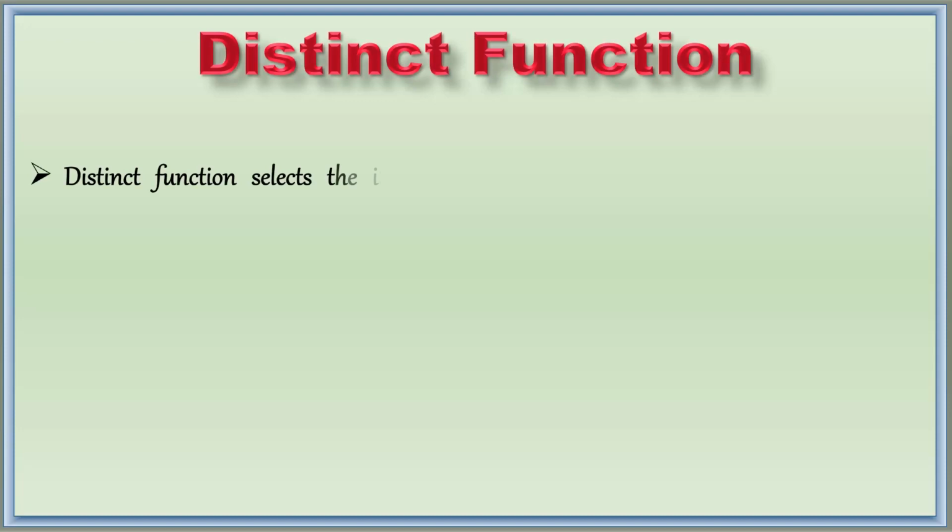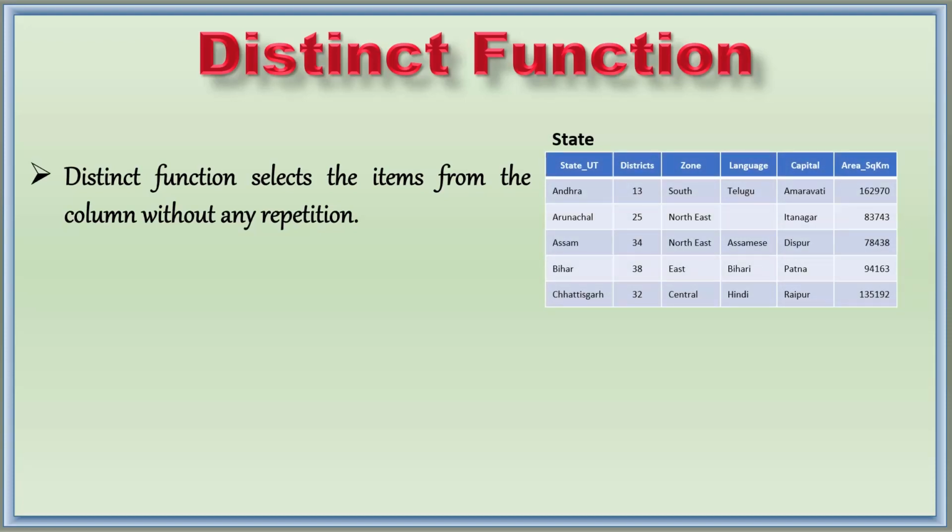Distinct function selects the items from the column without any repetition. For example, in the table called state, you can see in the zone column there are values which are repeated. If we want to display these values without any repetition, that means northeast we need to have only once, not many times. Just to know how many distinct values are available in that particular column, we can use this statement. This can also be combined with other functions.